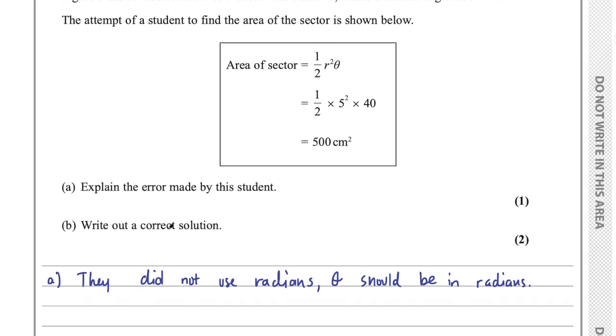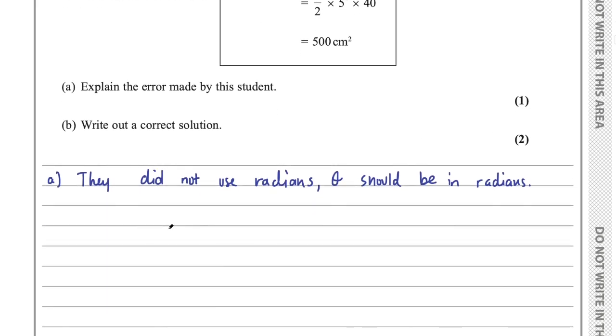Part B, write out a correct solution. Well, for this, we can convert 40 degrees to radians and then plug it into the formula. To convert degrees to radians, you multiply by pi on 180. So 40 on 180 times pi, either way. If we cancel this, we could divide by 10 and then 2. So this would be 2 pi over 9.